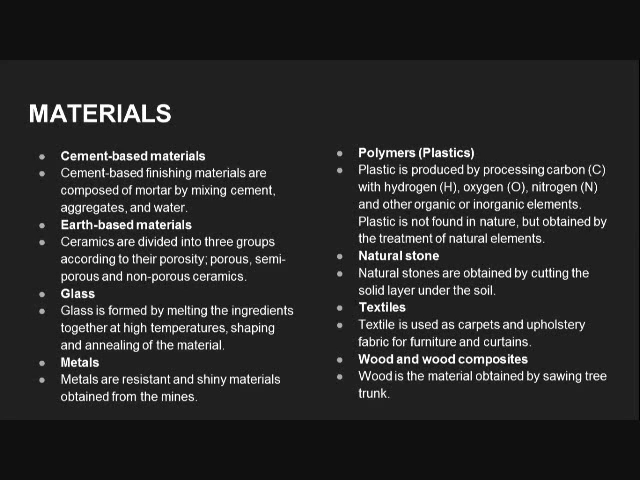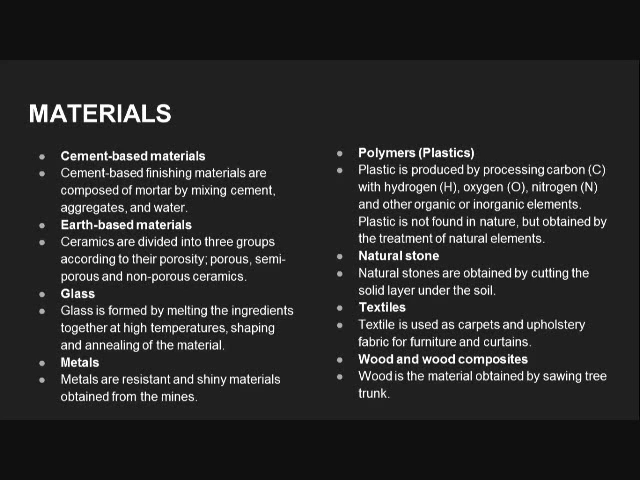So cement-based is what we call cement finishing materials made of mortar by mixing cement, aggregates, and water. Earth produces earth-based materials. They produce ceramics that are in different types and sizes. They can be porous, semi-porous, or non-porous ceramics. Glass is formed by melting ingredients together at high temperature, shaping an inert material.